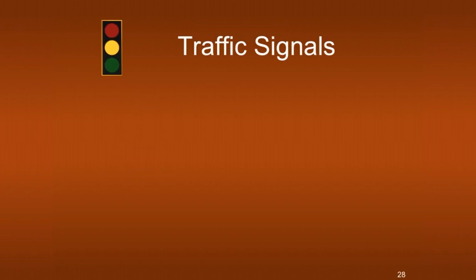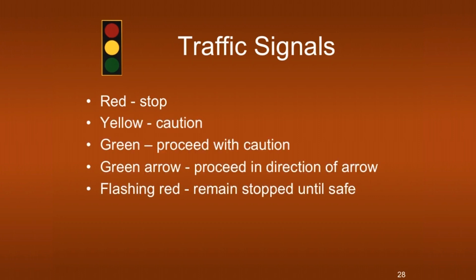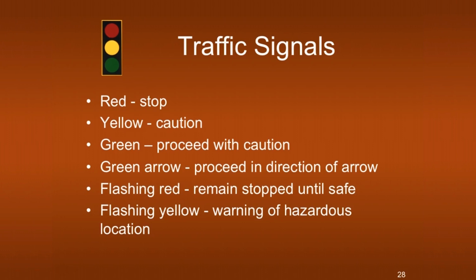Let's look at traffic signals, and again, these are lights that we're talking about here. Red. Red means stop. It's that simple. Whether it's flashing or solid, you're going to stop. Yellow is caution. Green means proceed with caution. Green does not mean go. Green means proceed with caution. The green arrow means proceed with caution in the direction of the arrow.